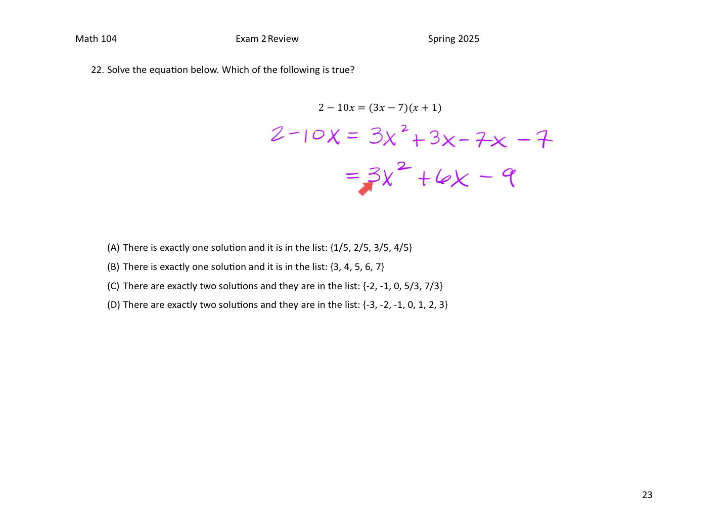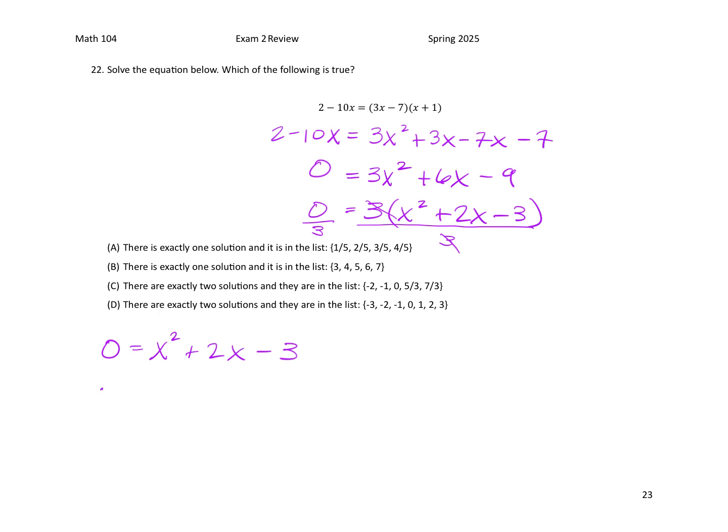And what I notice right away is that I have 3, 6, and negative 9. 3 goes into all of those, so I'm going to factor out a 3. So I have 3 times x squared plus 2x minus 3. And then I can divide that 3 out, just divide both sides by 3. So those 3's cancel, and 0 over 3 is still 0. So I have 0 equals x squared plus 2x minus 3.